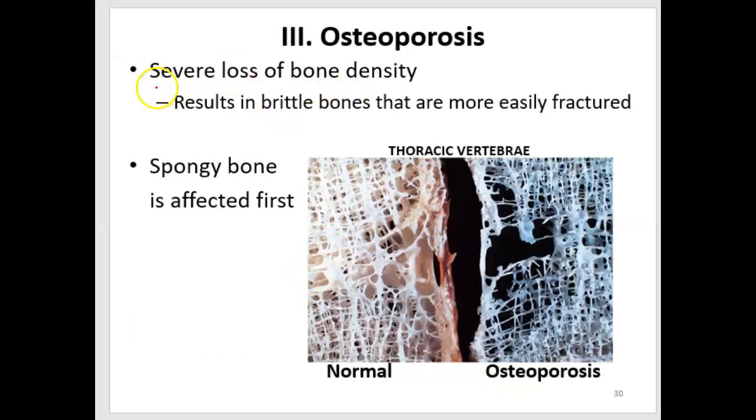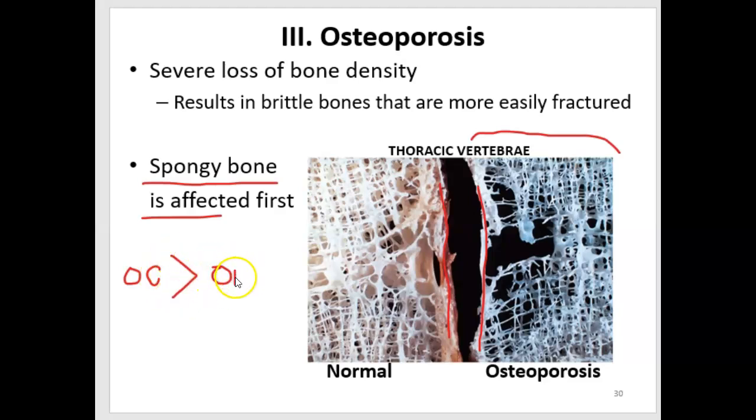So osteoporosis is a severe loss of bone density, and you can see that there aren't nearly as many trabeculae or not as much spongy bone. This is the body of a thoracic vertebra, and so the bone is brittle. It's more easily fractured. Spongy bone is always affected first, and then the compact bone, which would be on the outside, would be affected secondarily. So we know that for this osteoporosis to occur, the osteoclasts had to be a lot more active than the osteoblasts. Okay.